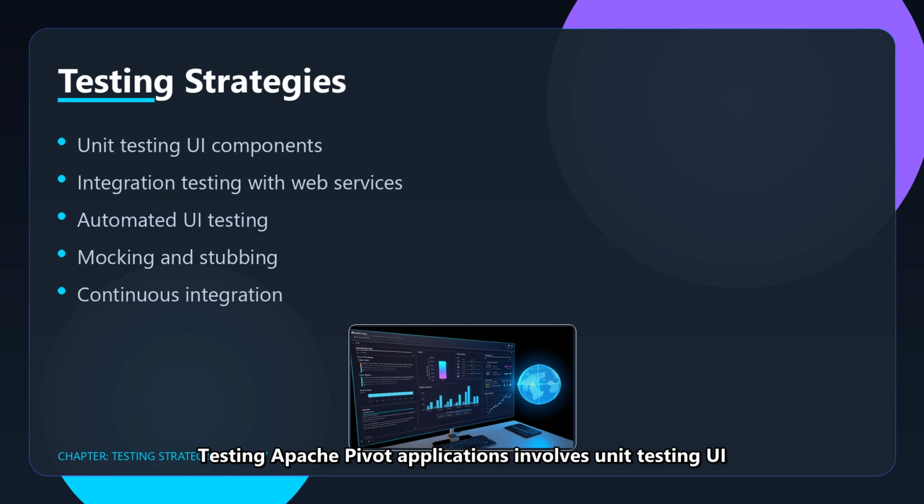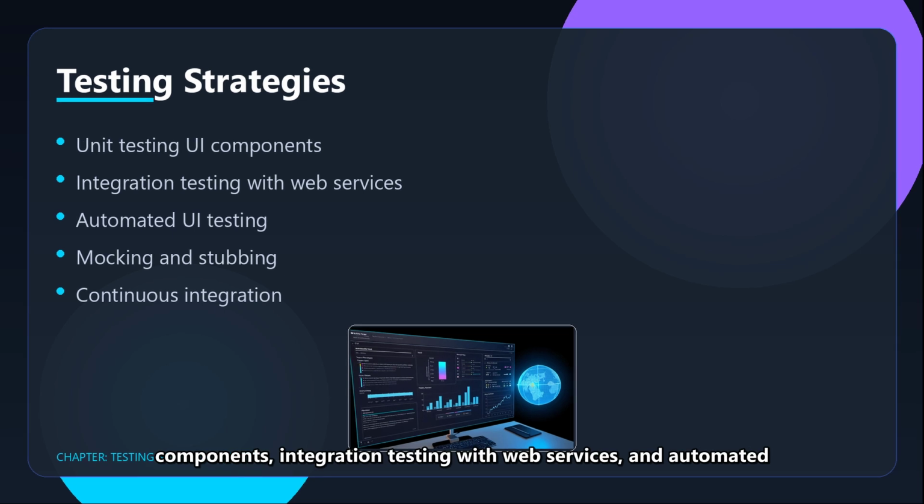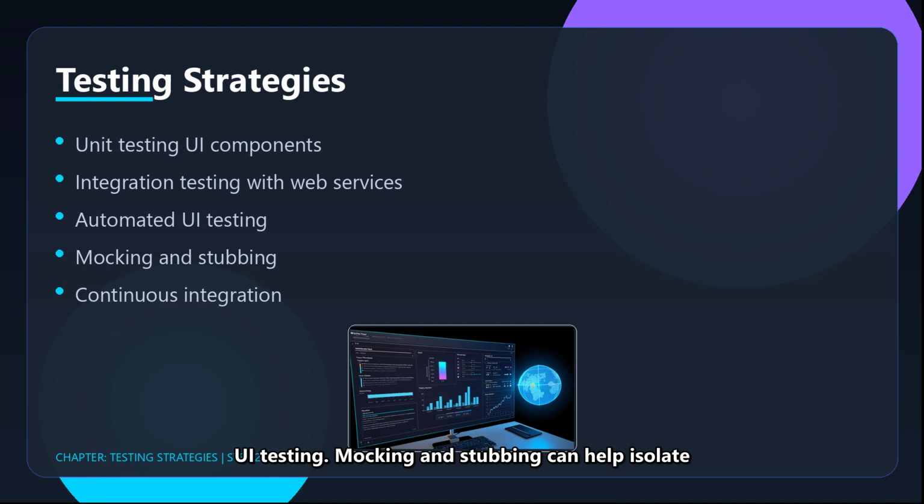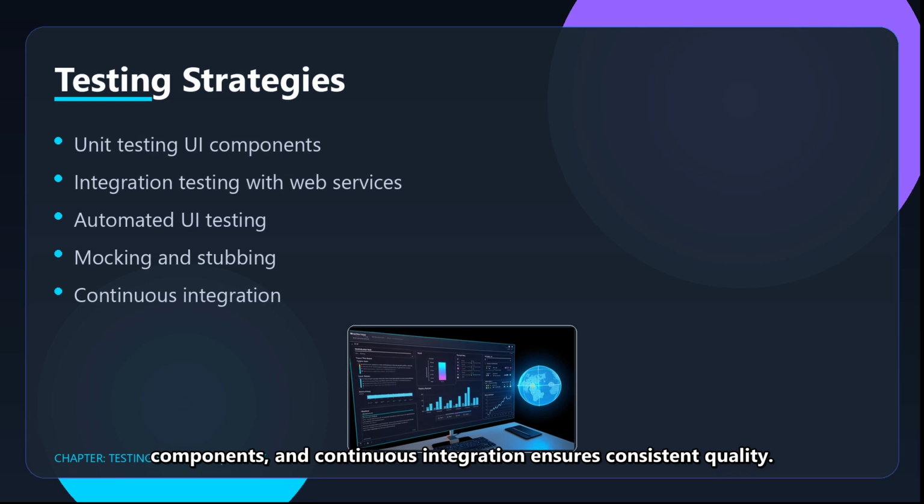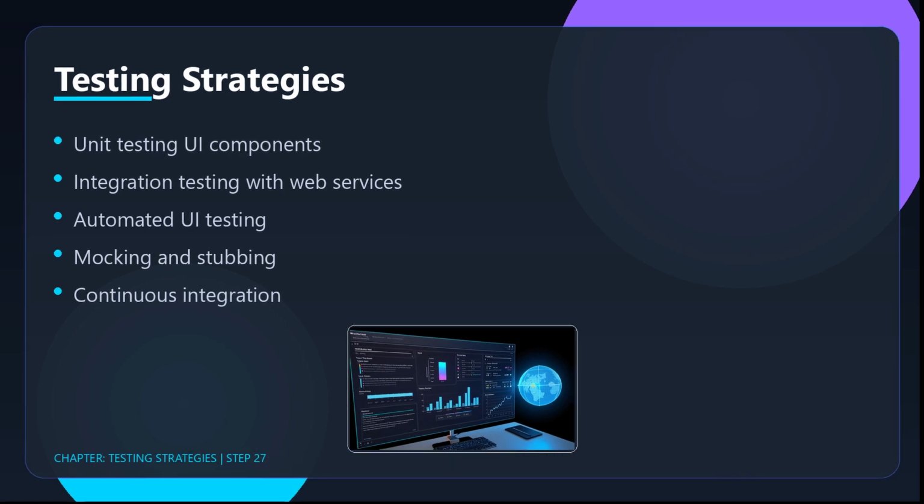Testing Apache Pivot applications involves unit testing UI components, integration testing with web services, and automated UI testing. Mocking and stubbing can help isolate components, and continuous integration ensures consistent quality.